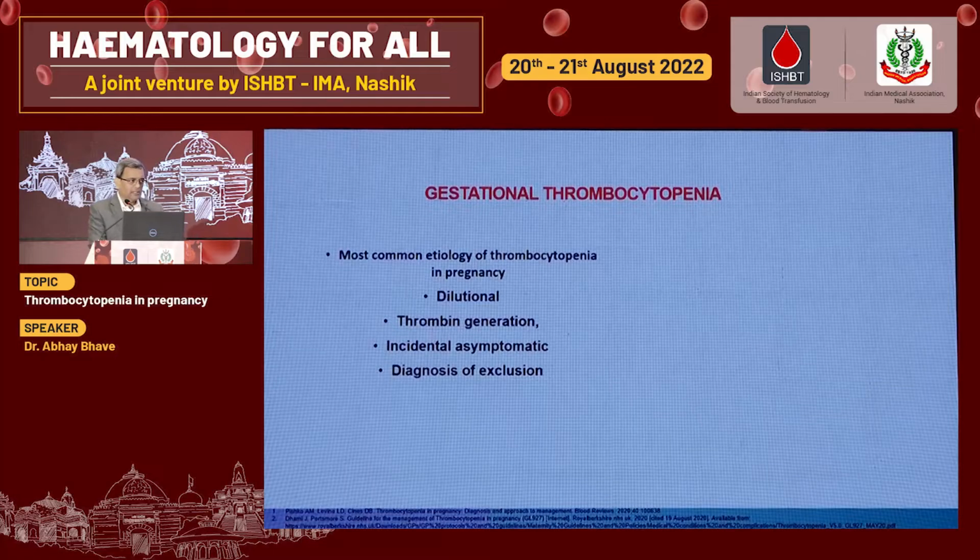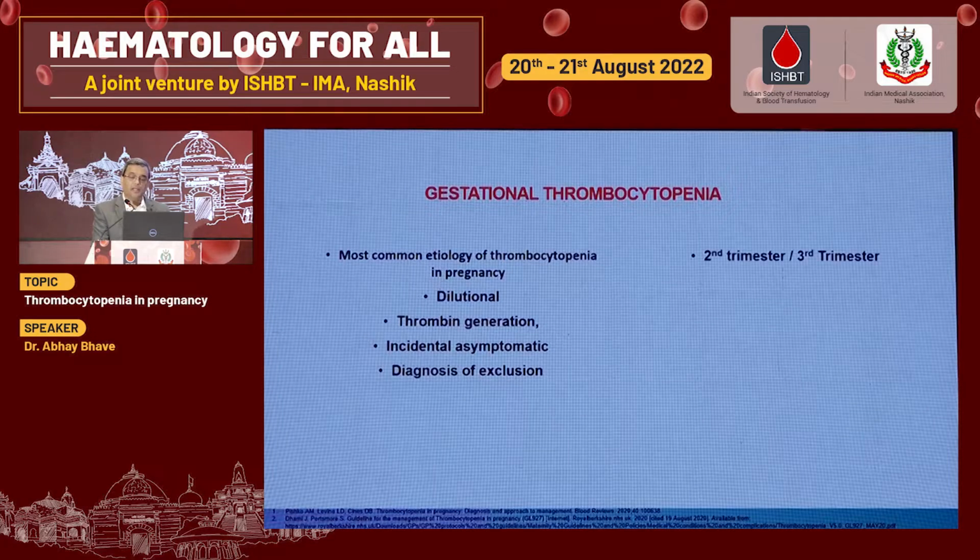Let's look quickly at some of the common ones. Gestational thrombocytopenia. Usually it's benign. It is incidental. You just pick it up, and it's the most common cause of thrombocytopenia. It's a diagnosis many times of exclusion. So you need to do other tests to see this is only isolated gestational thrombocytopenia. It usually occurs in the second, third trimester, not in the first trimester. It goes rarely below 70,000.